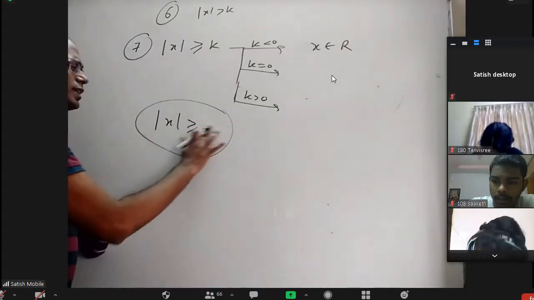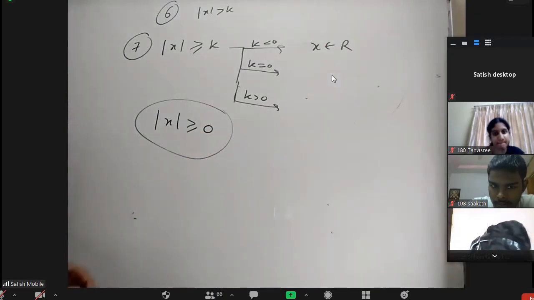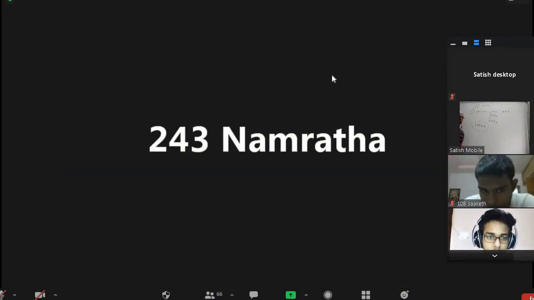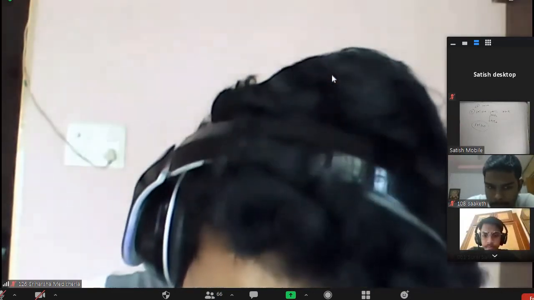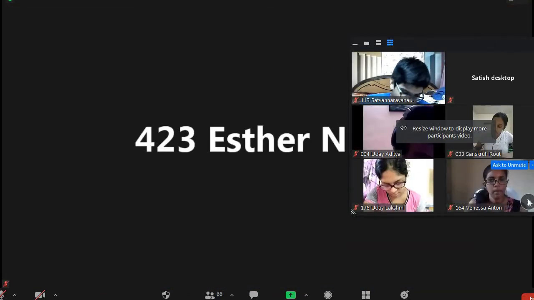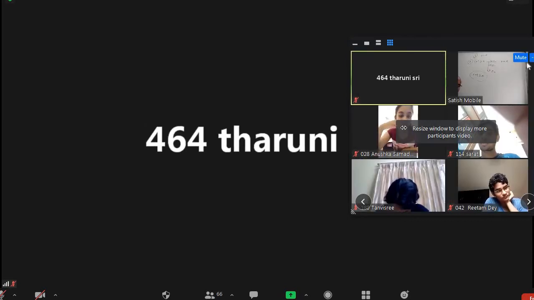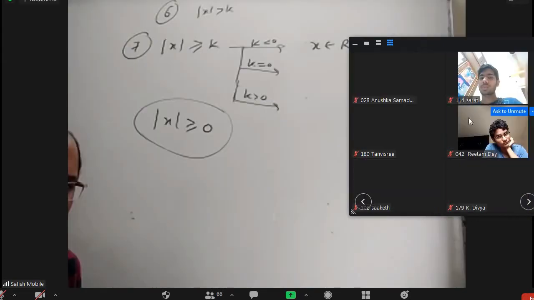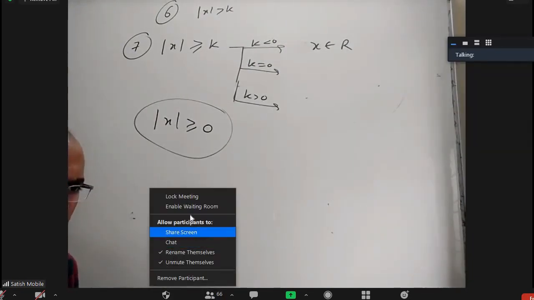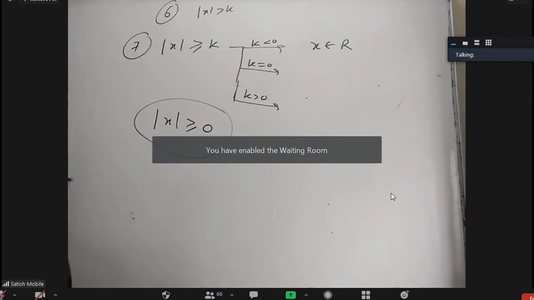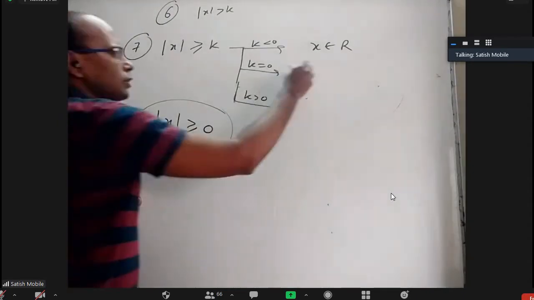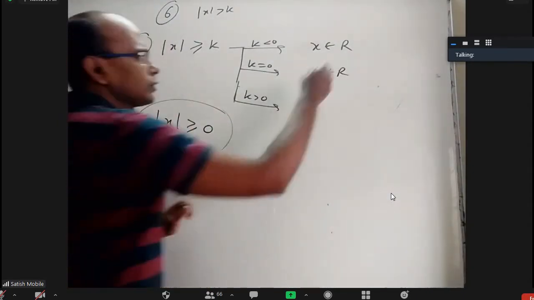What if I say mod x greater than or equal to 0? All real numbers, including 0 also, right? Yes. So here also x belongs to real numbers, minus infinity to infinity.